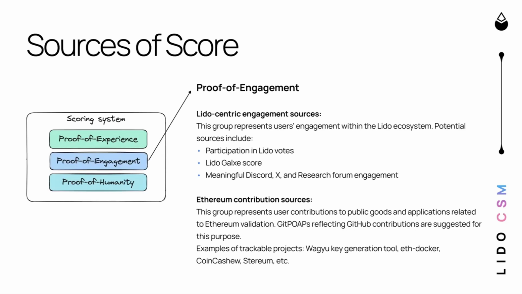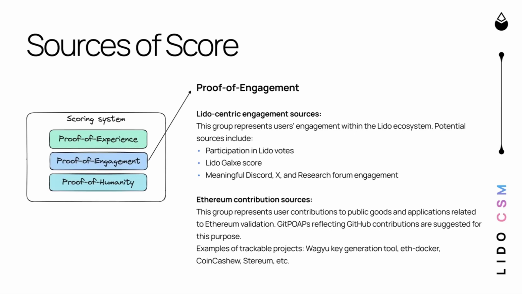All right, next up we have proof of engagement, and in this category users need to prove that they somehow engaged and are overall interested in this entire topic of Ethereum and solo staking. And here we have a division into engagement with the Lido ecosystem, where the proof of this engagement can be their participation in Lido votings, their Galaxy score, where we issue these POAPs, or their meaningful engagement in the conversations that are happening on Discord, research forum, or Twitter.